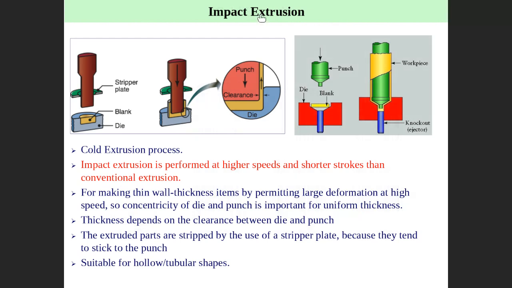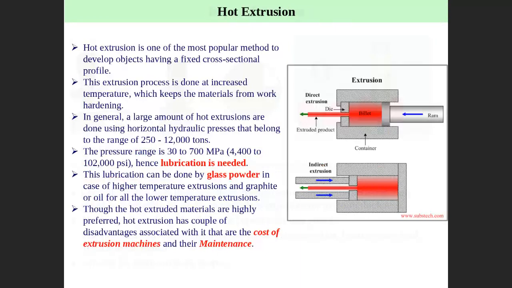Next is impact extrusion. It is exactly the same. The only difference between impact extrusion and cold extrusion is that impact extrusion is performed at a higher speed and shorter stroke. Higher ram speed and shorter stroke to produce a shorter part. Right? This is what we call impact. That's why we call it impact extrusion, because it is a higher speed, right?